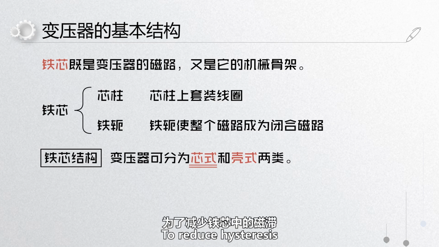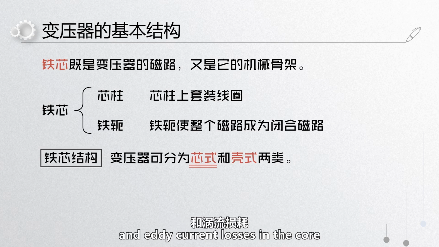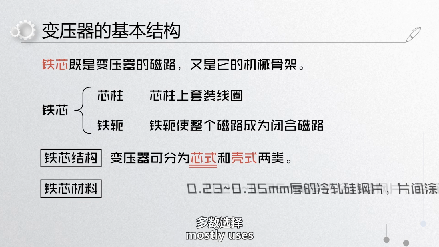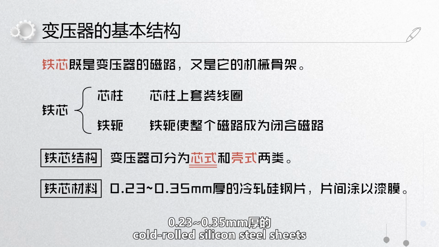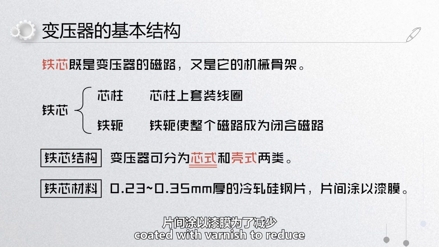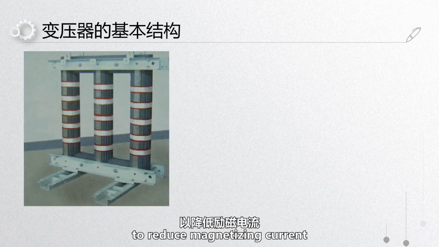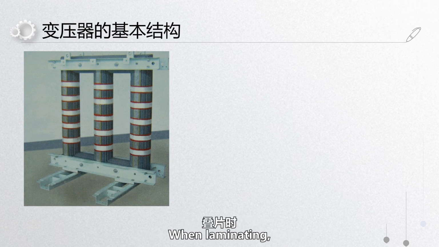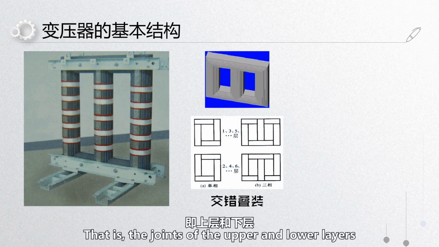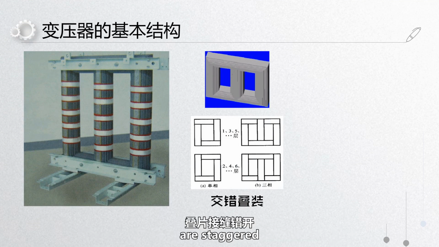To reduce hysteresis and eddy current losses in the core, the material mostly uses cold-rolled silicon steel sheets with a thickness of 0.23 to 0.35 millimeters, coated with varnish to reduce the gaps between the sheets, to reduce magnetizing current. When laminating, a staggered stacking method is used. That is, the joints of the upper and lower layers are staggered.